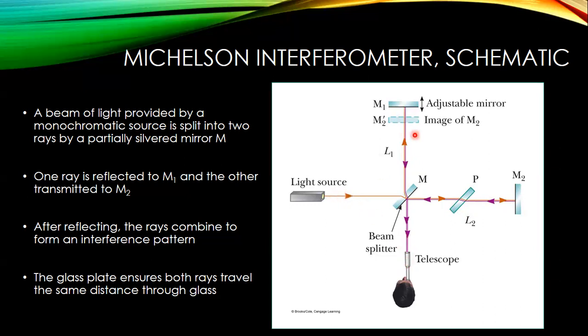If, however, we move this mirror by a quarter of a wavelength, we've introduced an extra distance that this wave has to travel. Therefore, 1/4 wavelength plus 1/4 wavelength extra path length difference is going to put this wave 180 degrees out of phase with this wave right here.